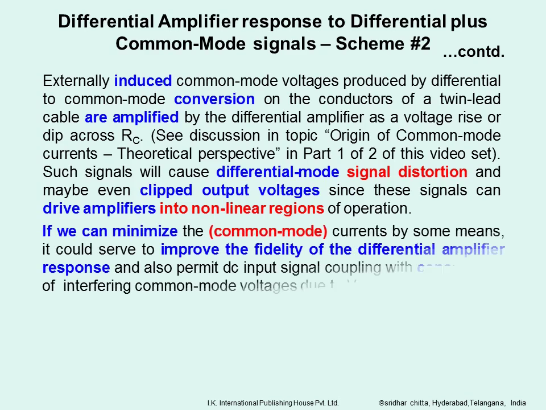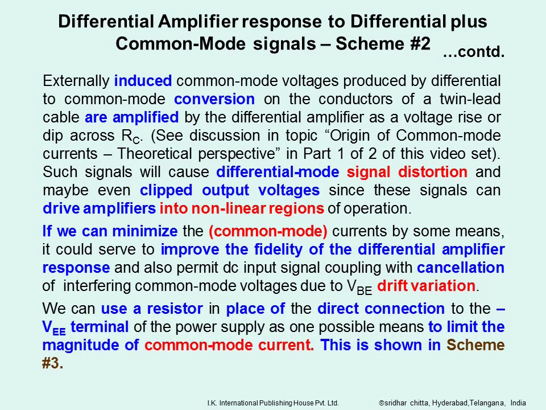If we can minimize the common mode currents by some means, it could serve to improve the fidelity of the differential amplifier response and also permit DC input signal coupling with cancellation of interfering common mode voltages due to VBE drift variation. We can use a resistor in place of the direct connection to the minus VEE terminal of the power supply as one possible means to limit the magnitude of common mode current. This is shown in scheme 3 next.